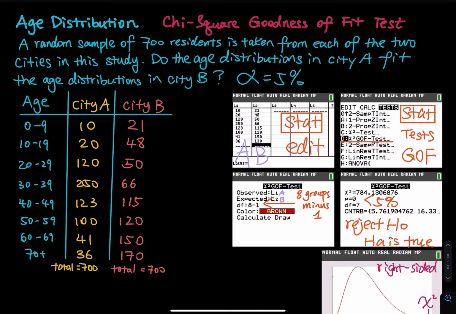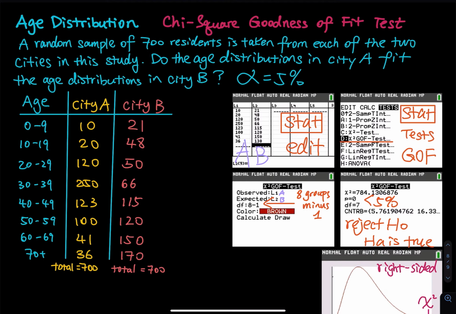What if you don't have percentages? So in this problem, take a look. This problem is about age distribution. We have 2 cities, city A and city B, and within each city, I divide people into age groups. The first group is 0 to 9, then 10 to 19, 20 to 29, 30 to 39, and so on. I have 700 residents from city A and 700 residents from city B, and within each sample, I divided people into the age groups.